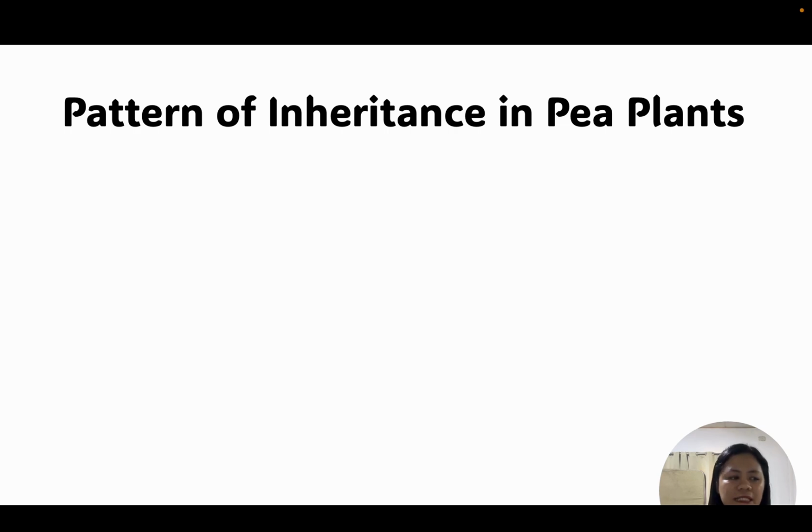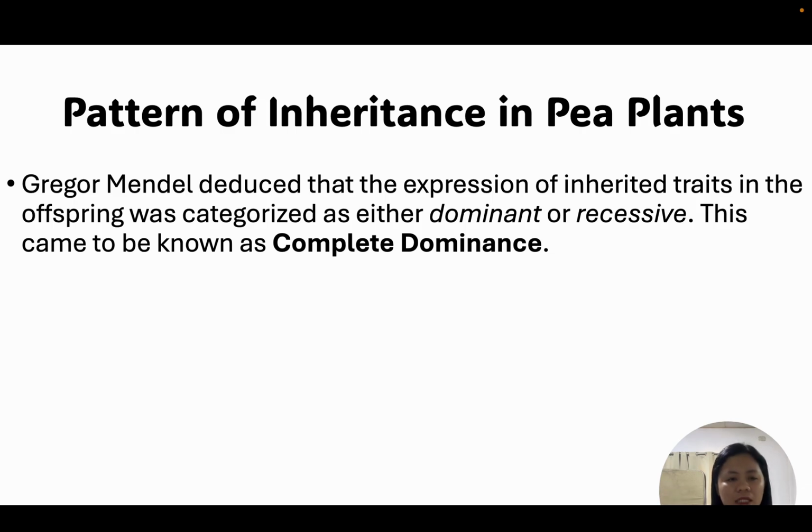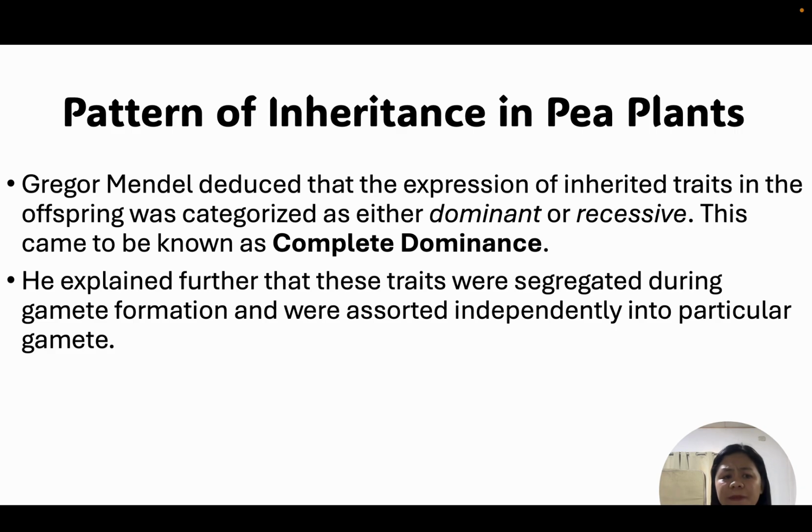Pattern of inheritance in pea plants. Of course, recall that Gregor Mendel deduced that the expression of inherited traits in the offspring was categorized as either dominant or recessive. This came to be known as complete dominance. He explained further that these traits were segregated during gamete formation and were assorted independently into particular gametes. So, during gamete formation, these traits have already been segregated and assorted.